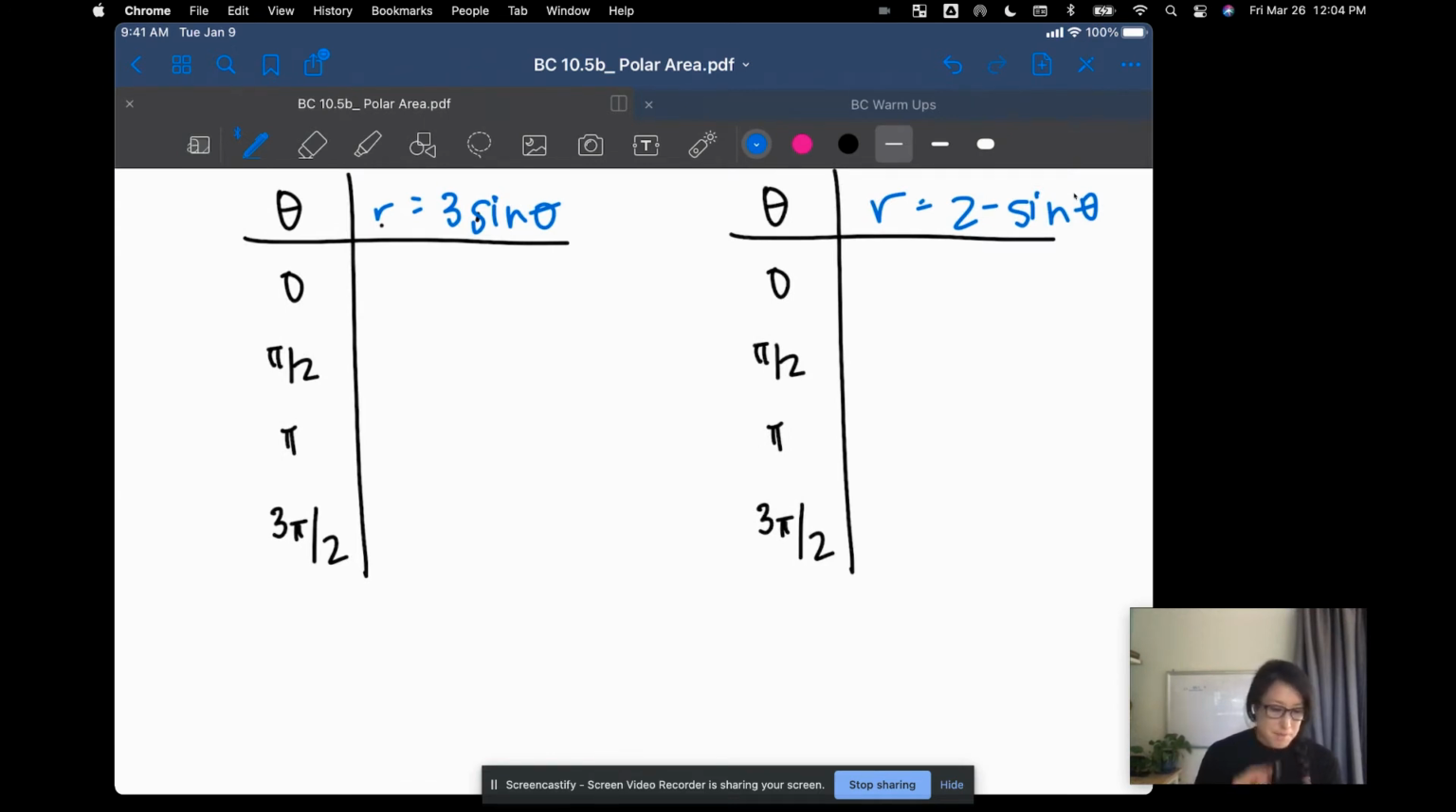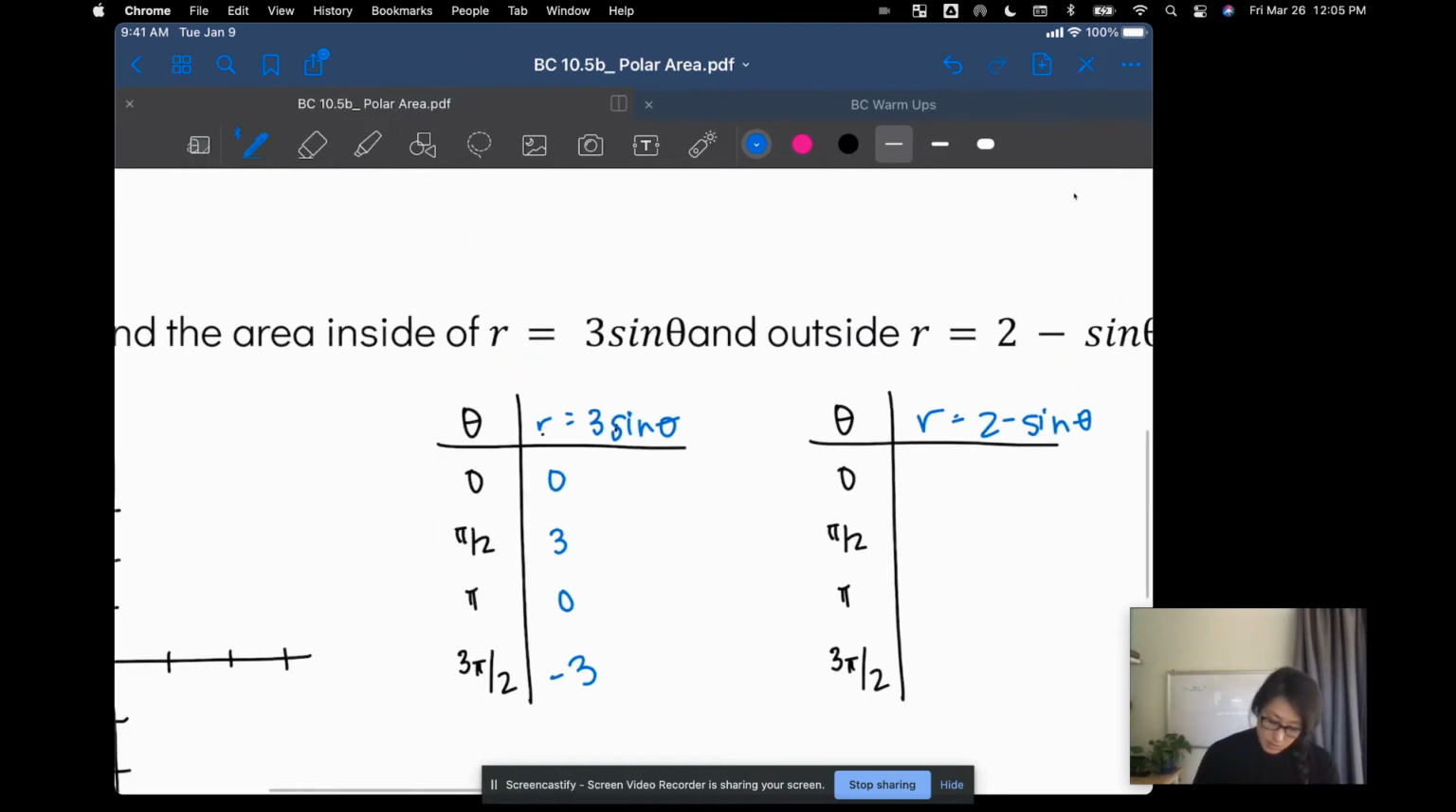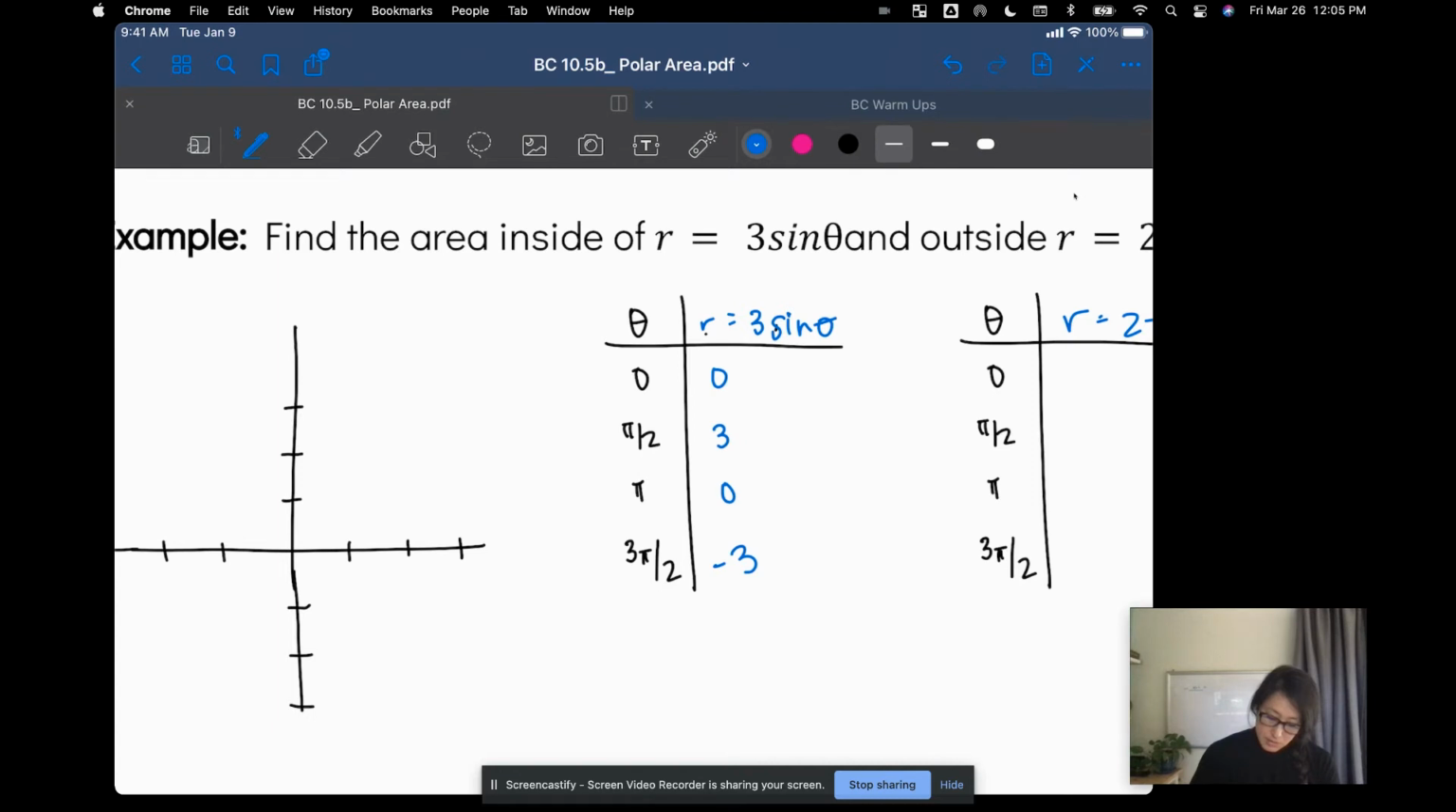All right. So anyway, we have r is equal to 3 sine theta, which I know is a circle, but let's go ahead and plug in 0 for theta. So sine 0 is 0, so we get 3 times 0, which is 0. And then sine pi over 2 is 1, so 3 times 1 is 3. Sine pi is 0, so back to 0. And then sine of 3 pi over 2 is negative 1, so I end up with negative 3. Basically, the whole cycle going through 0 to 2 pi will trace the circle twice around.